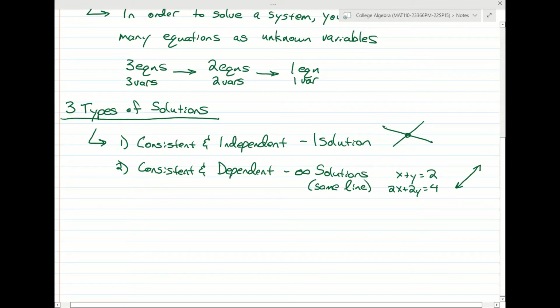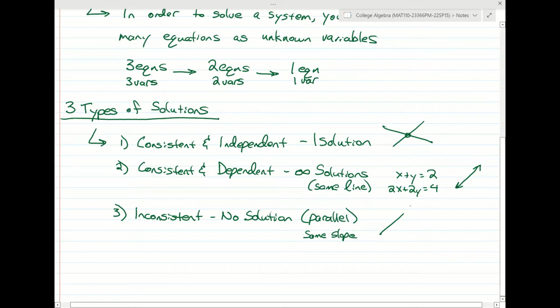And then the third type of solution is something called inconsistent. Inconsistent just means that there's no solution, which just means that the lines are parallel. And we know parallel to mean that they're the same slope. Right? Parallel slope just means that they never cross, or something like that.